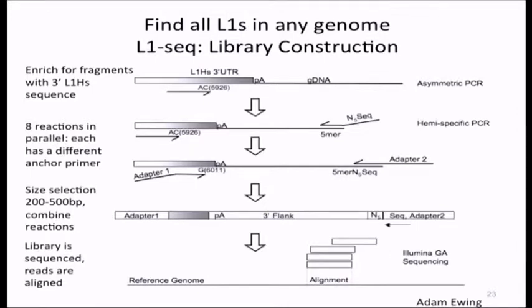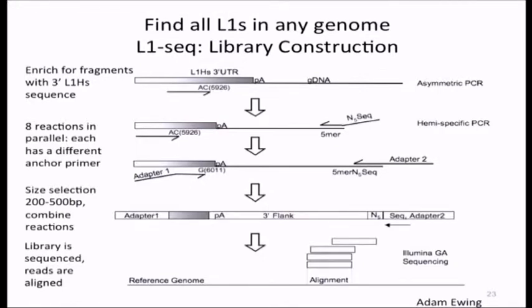So a few years ago, Adam Ewing in the lab decided to see if he could find all L1s in any genome by a technique that he called L1-seq. This depends upon there being a few nucleotides close to the 3' end of the L1 which are specific for human-specific L1s. This is this AC nucleotide, only 100 base pairs away from the 3' end, and this G nucleotide, which is only 10 base pairs away from the 3' end.